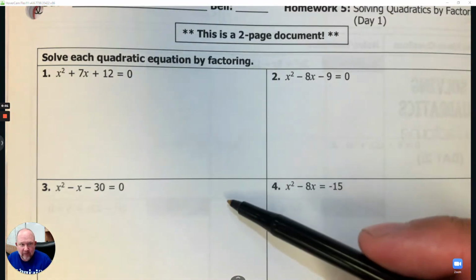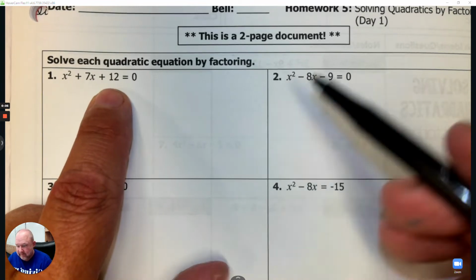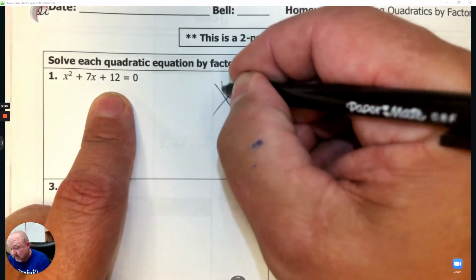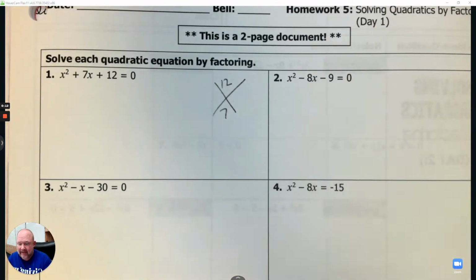All right, so here's your homework sheet. We have a quadratic equation equal to 0. That's what we're looking for. We're going to solve this by factoring. So 12 and 7, and then find two numbers that multiply to 12 and add to 7.